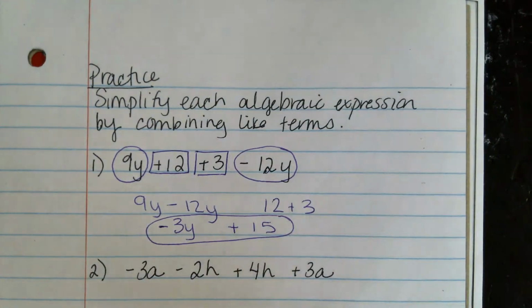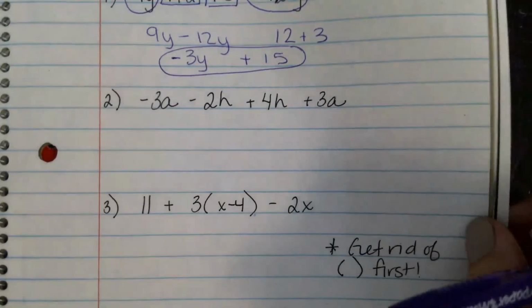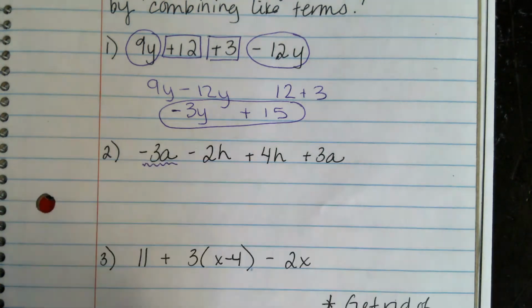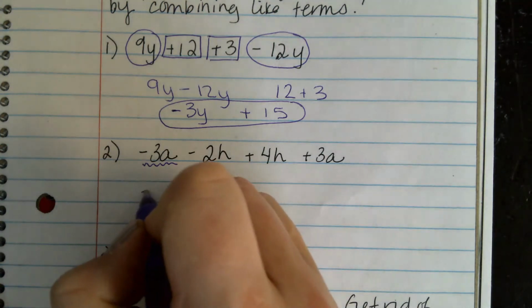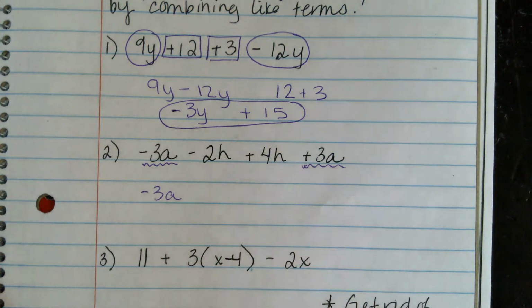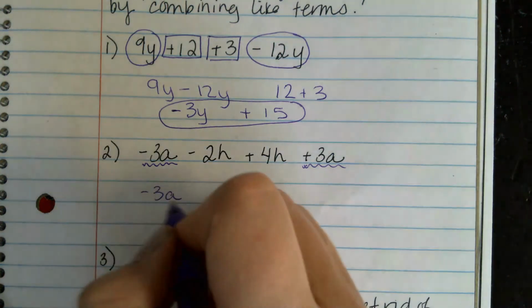All right, next up. Now, maybe you're not a circle and square type of person. Maybe you're a straight line, squiggly line kind of person, and that's what I'm going to do on this next one. All right, so here we go. So for number 2, it says negative 3a minus 2h plus 4h plus 3a. Okay, so I've got my a's, and I'm going to start out with a's just because it's the first letter of the alphabet. Now I'm going to use the squiggly line under my negative 3a, and I'm going to write that down. And I'm going to do a squiggly line under my positive 3a, because that's also got an a on it. And I'm going to write that down.